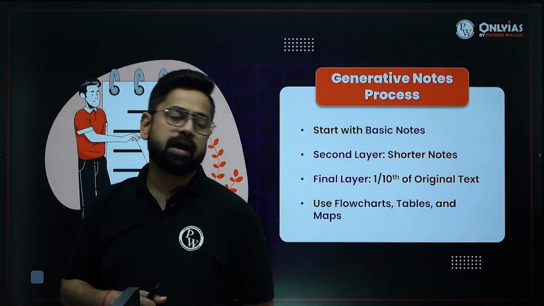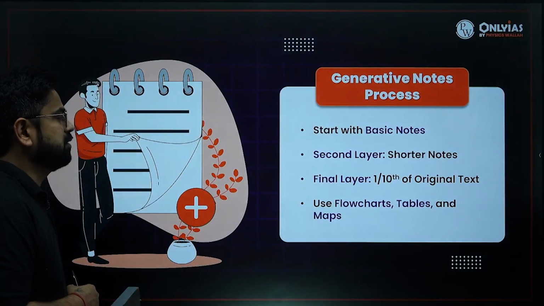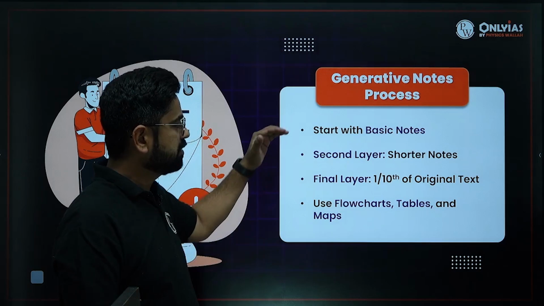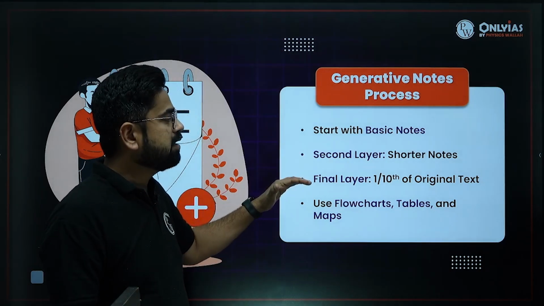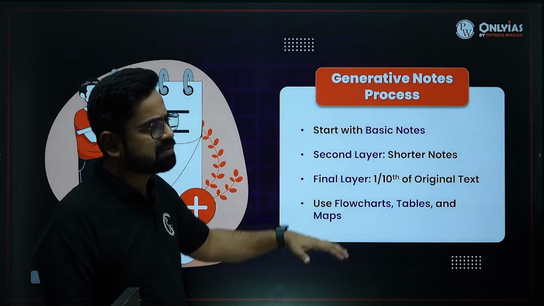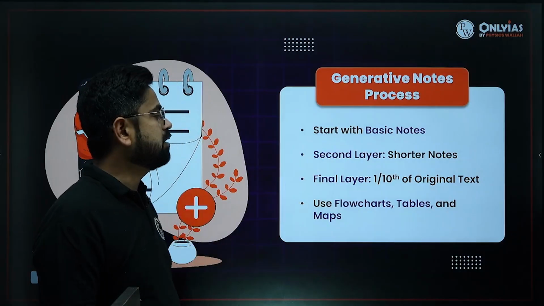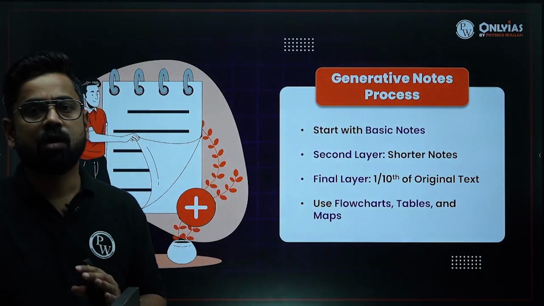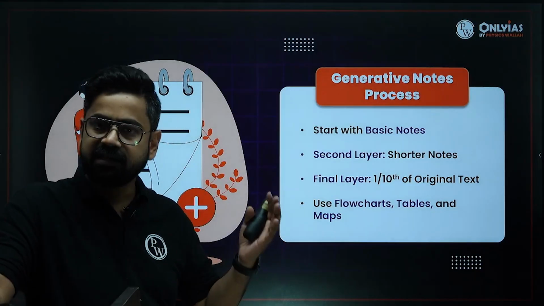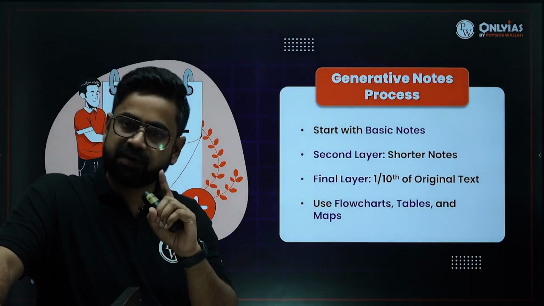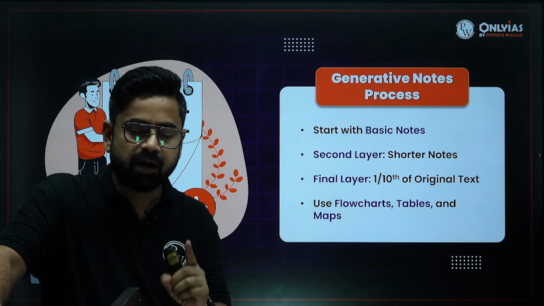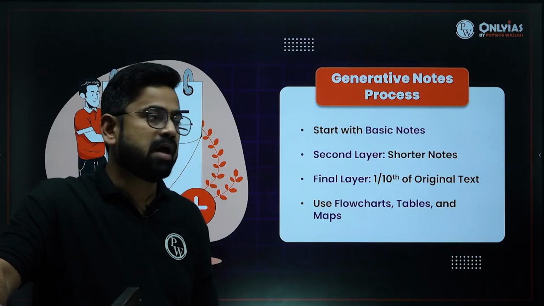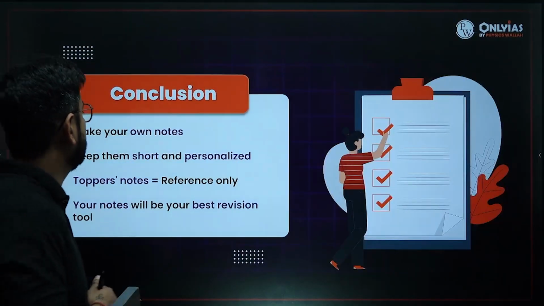Then the generative notes process. Again, as I said, how to do it. Start with basic notes, the second layer will be shortened notes, and then the next layer will be the micro notes. Right, so this is how you will create the notes. Do not think I have to write the whole book. First of all, the first stage is not about creating the whole book. Second, it is not about creating micro notes in the first stage. Right, that is not how you do this.